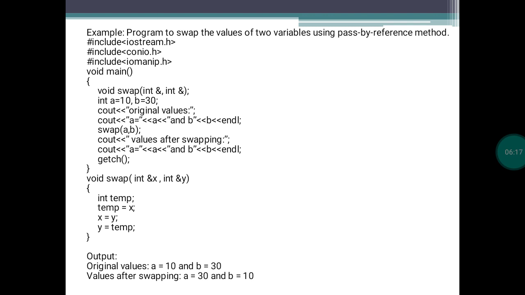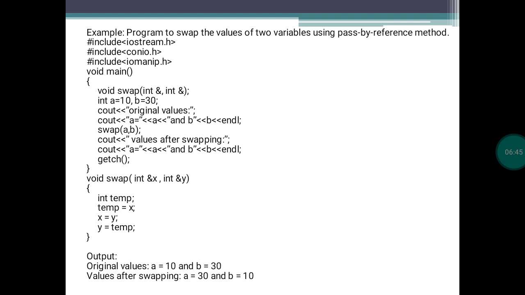So first header files: hash include iostream.h, hash include conio.h, hash include iomanip.h. These three header files are there. Then void main, opening braces means your main function is open. Then we are defining one function here, void swap int ampersand, int ampersand. So void is a return type specifier, swap is a function name. You are using the function in a program, and the function name is swap.